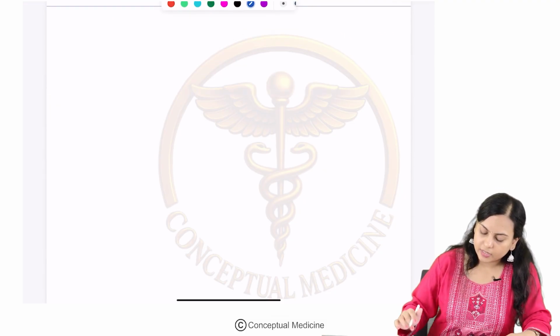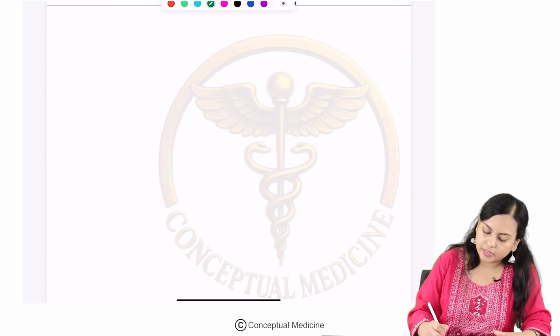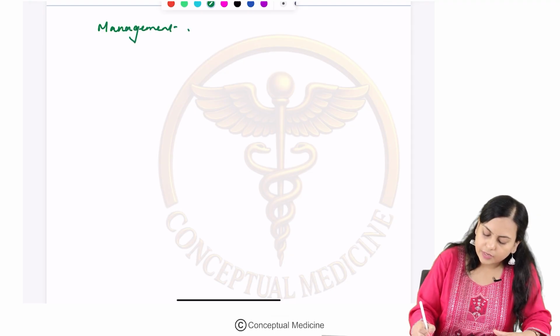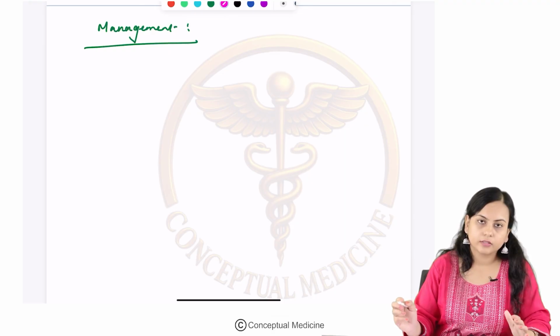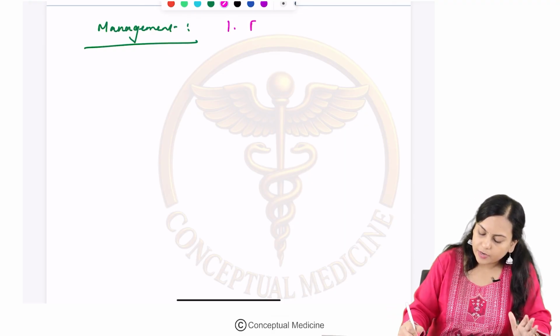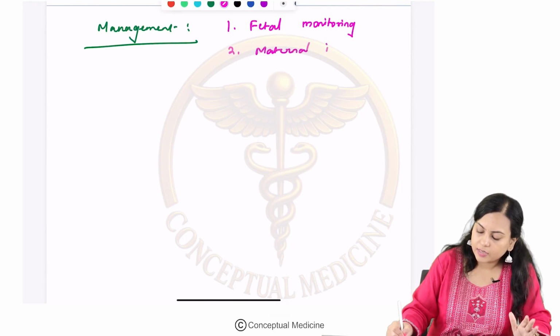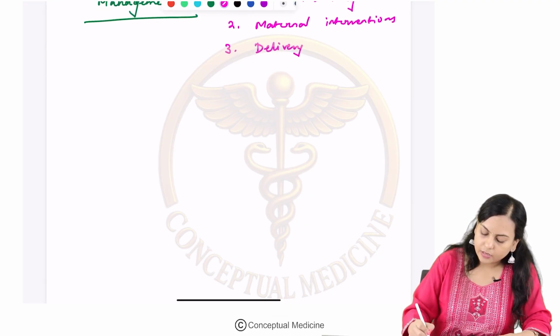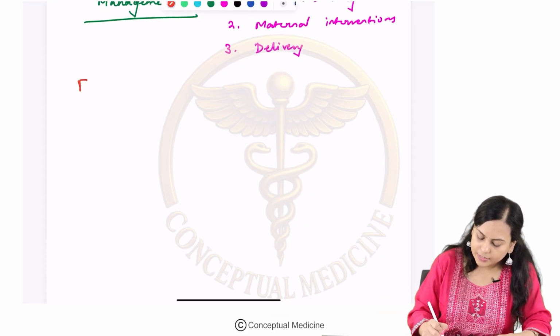Right. Now we'll see the management part. When you see the management part, we'll be considering three factors here. Number one is fetal monitoring. Number two is maternal interventions needed. Then when to plan delivery. Clear? Okay. Now we'll see the fetal monitoring part.